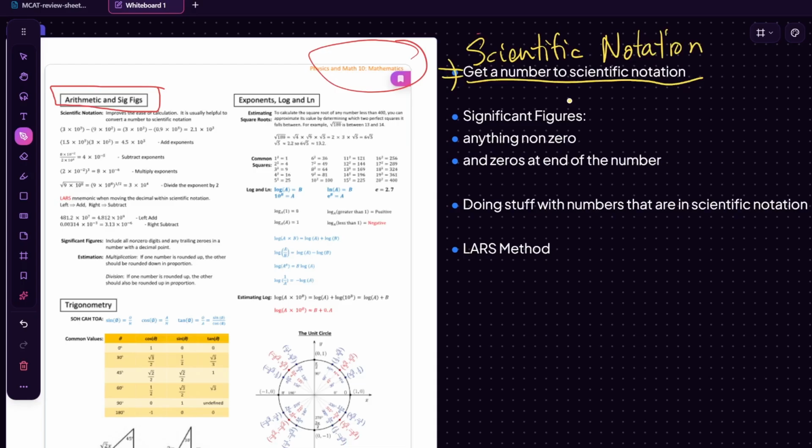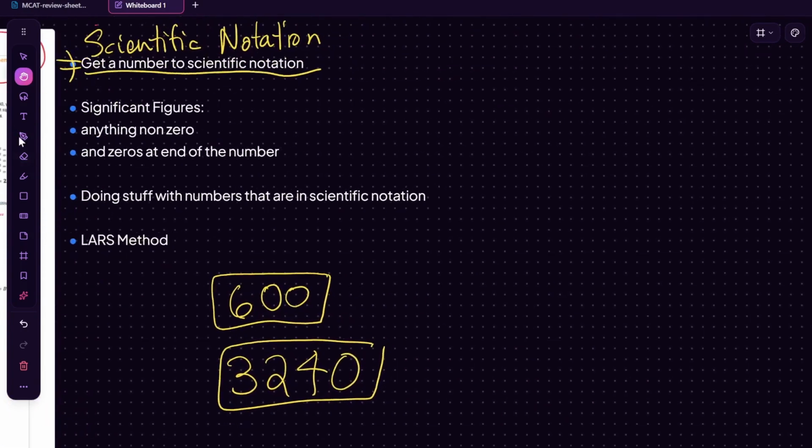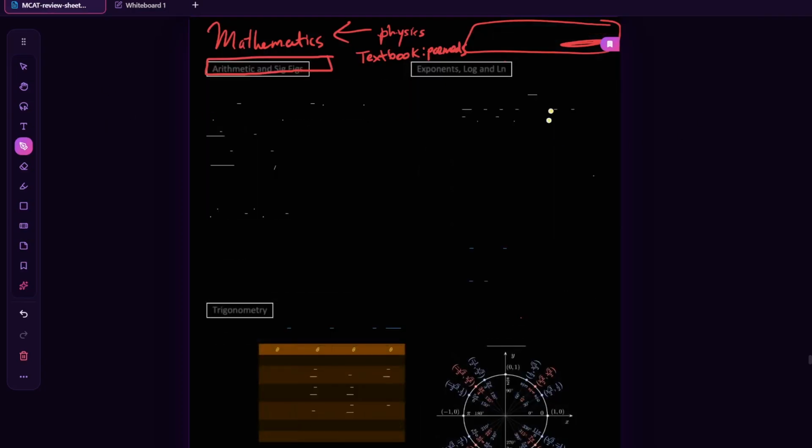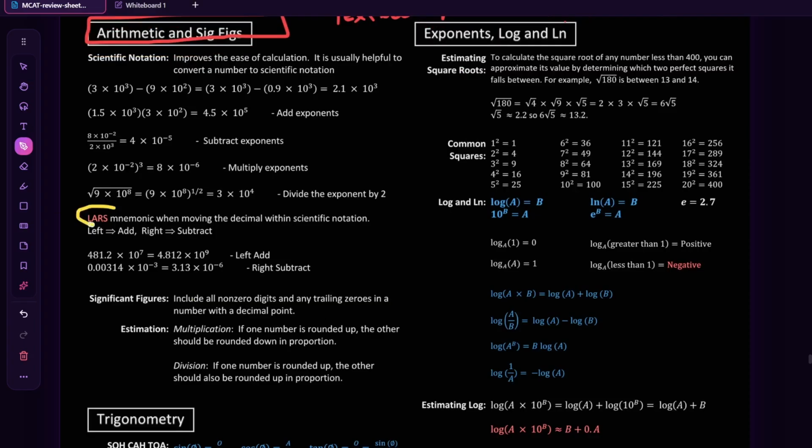They won't be the best at the top of my head, but let's say I have 600. That's one of them that I'm going to do. And then I'm going to do 3240. Okay, so these are the numbers that I want to convert into scientific notation. Now, what you're going to need to know is the LARS method as well. So this LARS mnemonic here. So I'm going to show it from here because it's higher quality. This LARS mnemonic is important because it'll tell you where you're going to move the decimal with scientific notation. So if you move to the left, you're adding, but if you move to the right, you're subtracting. And you'll see this in a second.